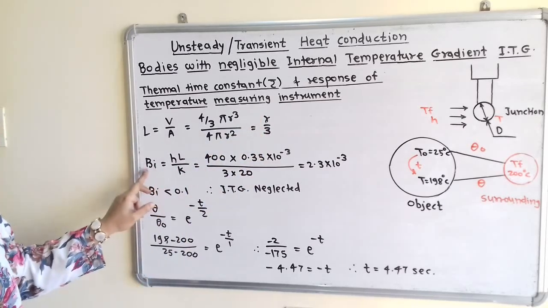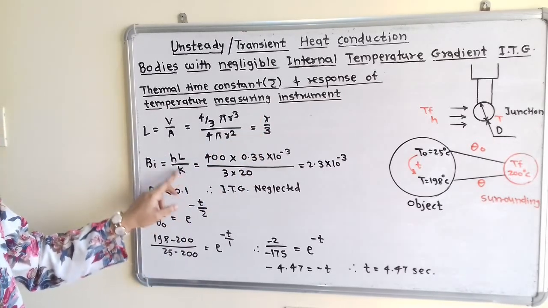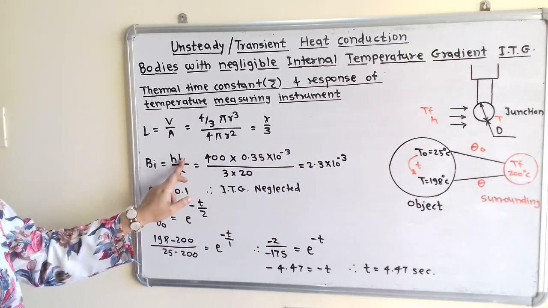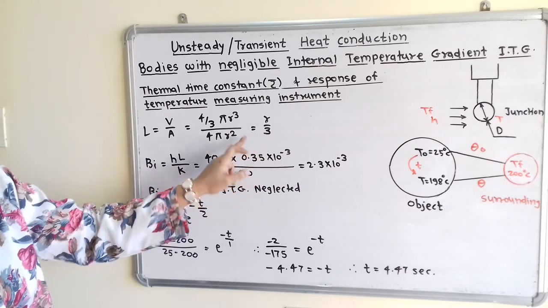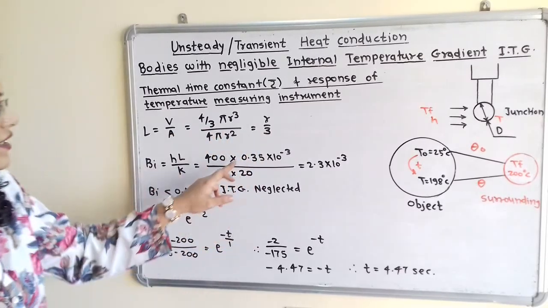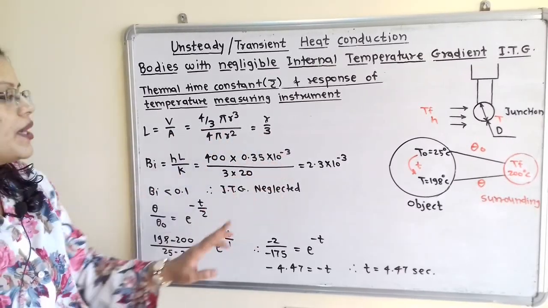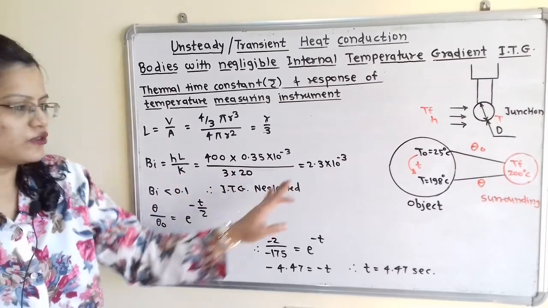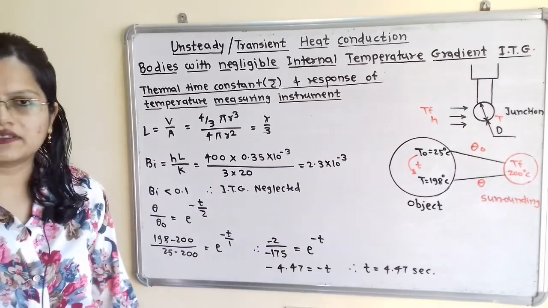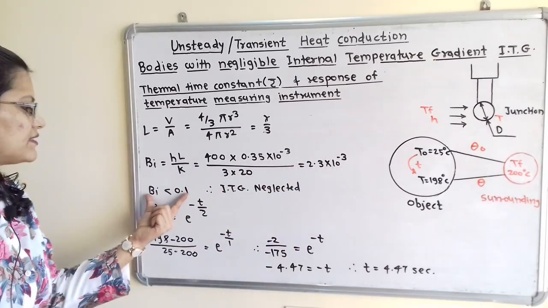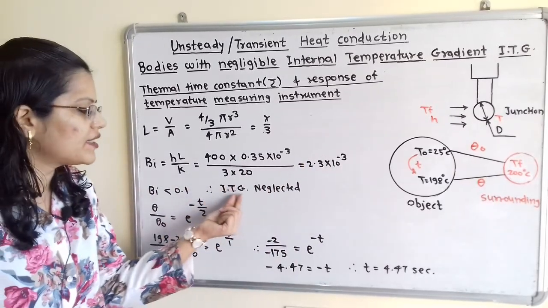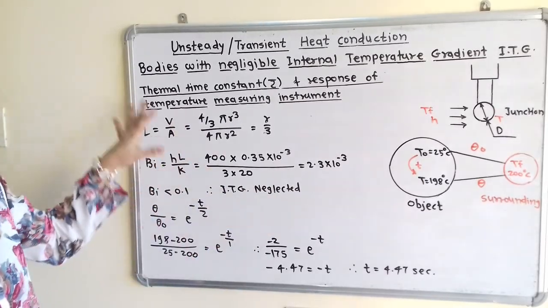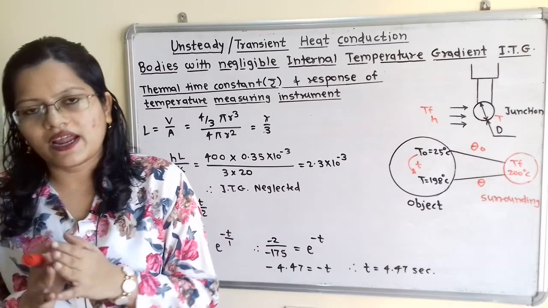So the Biot number Bi is equal to hL by k. The convective heat transfer coefficient h is 400, characteristic length r by 3, where the radius r that we have calculated is 0.35 into 10 raised to minus 3, divided by 3 into k, conductivity k is 20. So Bi is 2.3 into 10 raised to minus 3. This value is less than 0.1, so the internal temperature gradient is neglected. That means this is an application for the lumped parameter analysis.